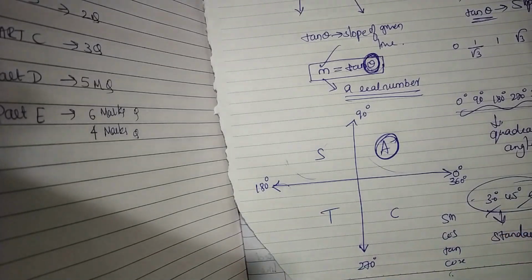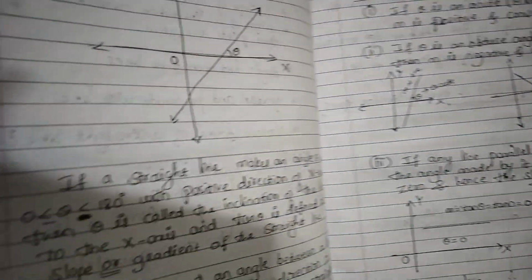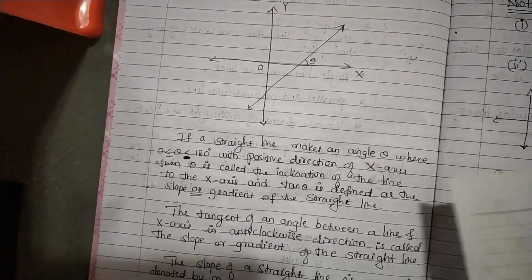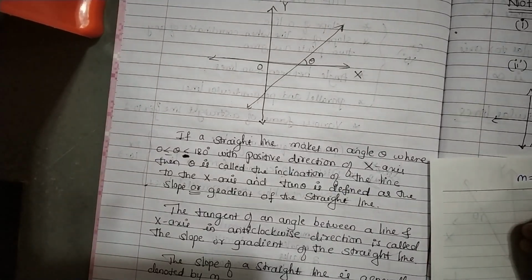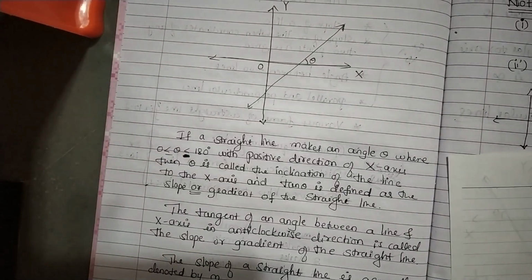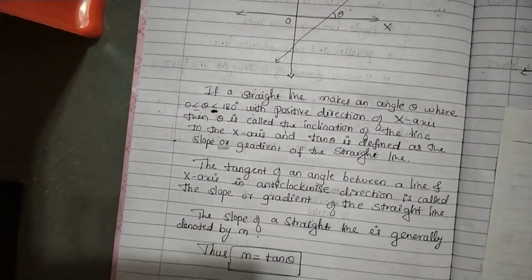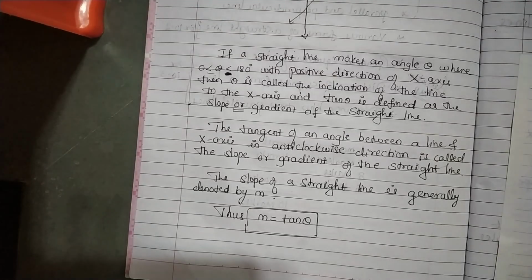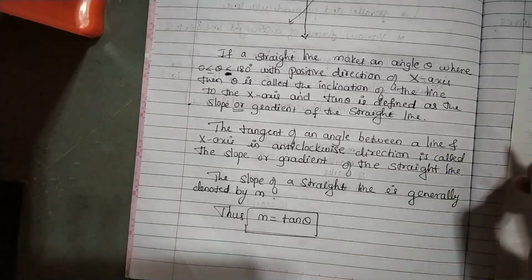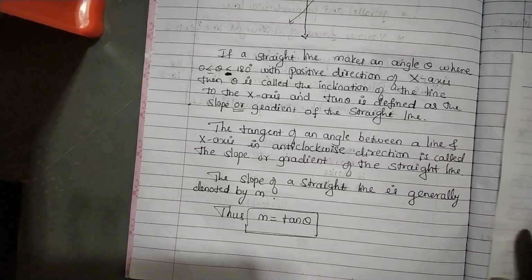Okay, so now the next one, note, comes. That note is, we know that slope of a line is given by m is equal to tan theta. What is the slope of a line? Slope of a line is given by m is equal to tan theta. So we have the first note. What is that first note?